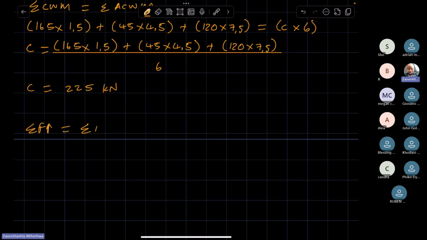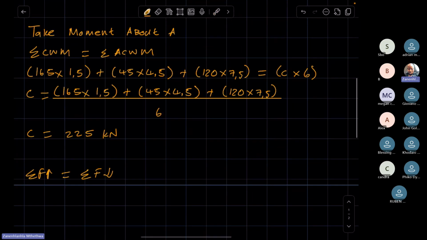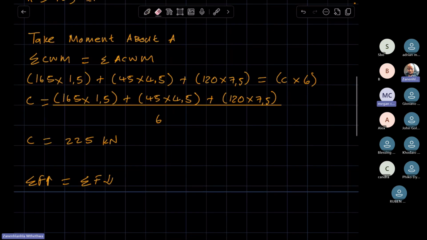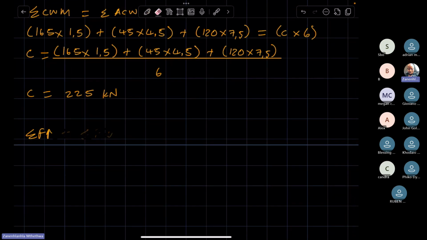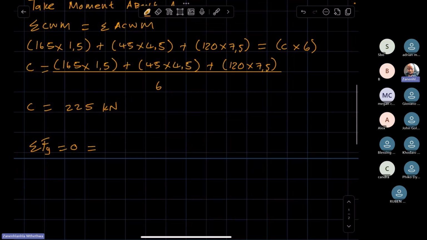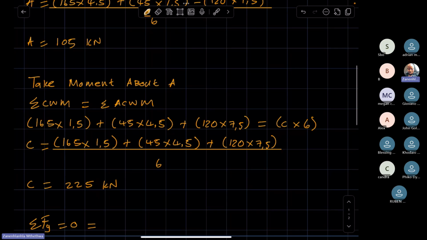Once that is done, now you simply say sum of forces going up is equal to sum of forces going down. So now you're trying to see if your beam is in equilibrium. If your beam is in equilibrium, to cut matters short, let's just say the sum of forces along the y-axis is equal to 0. Forces going down you take as negative, forces going up you take as positive.